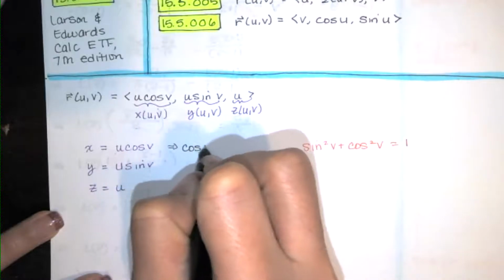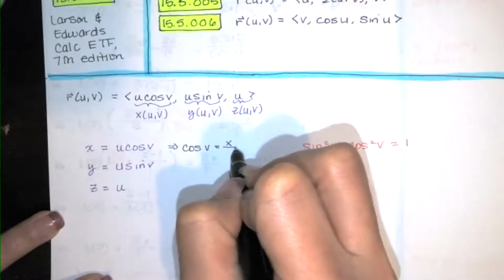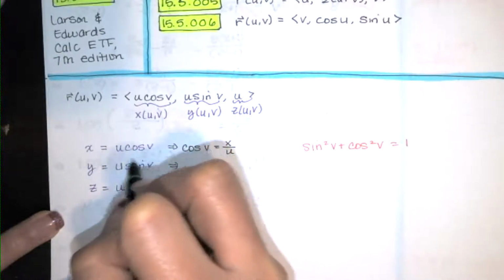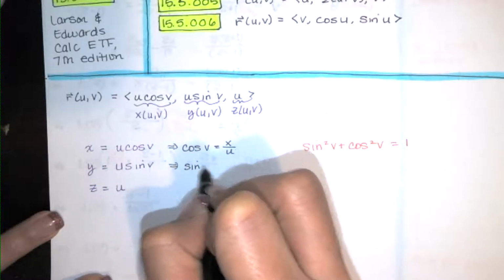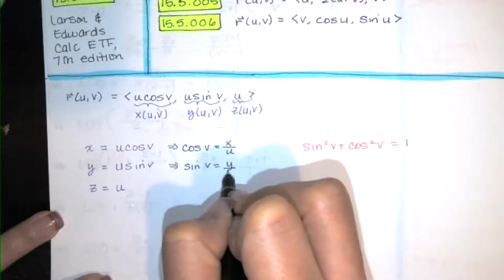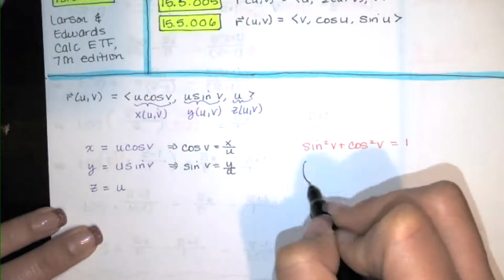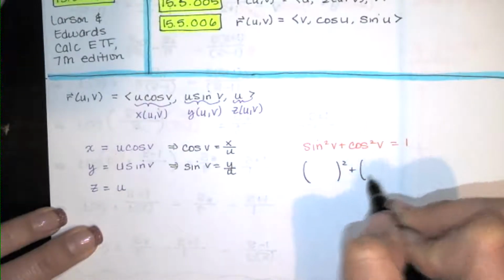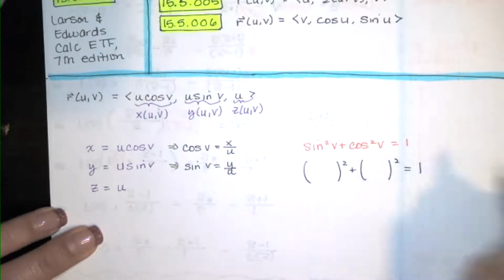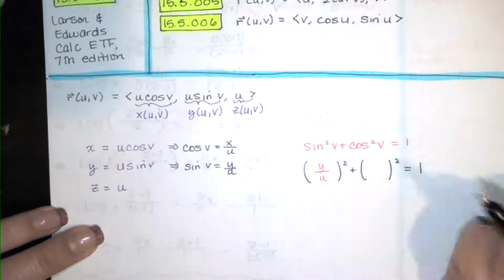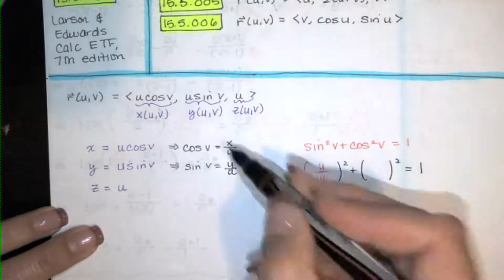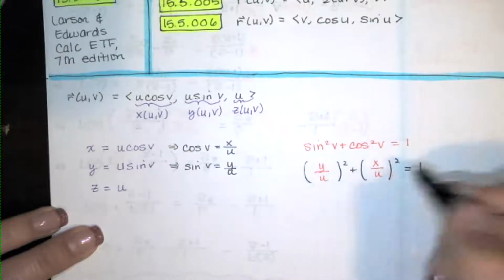I want to get cosine of v by itself. I'll divide both sides by u. Over here, if I want to isolate sine of v, since it's multiplied by u, I will divide by u on both sides. And then I will substitute over here. We've got sine squared of some angle plus cosine squared of the same angle is equal to 1. And sine turned out to be y over u. Cosine of v turned out to be x over u.